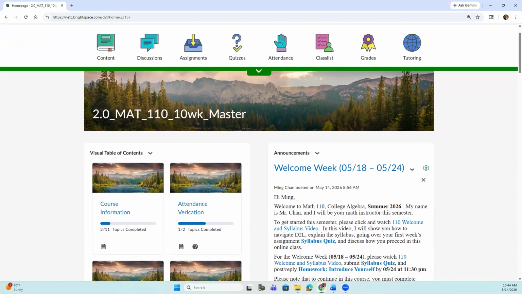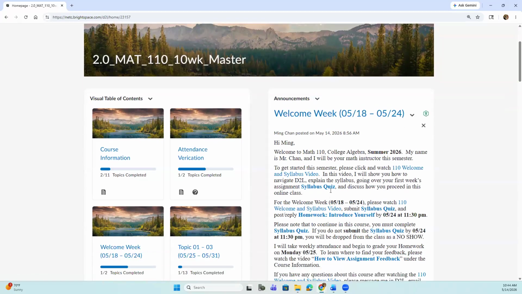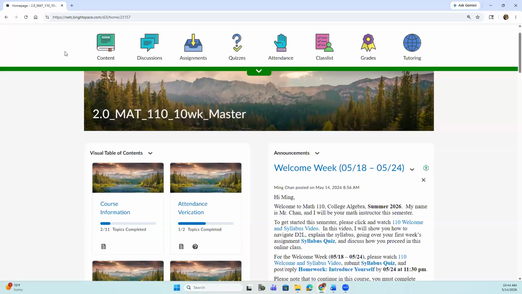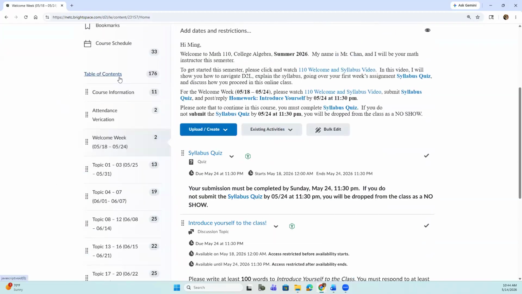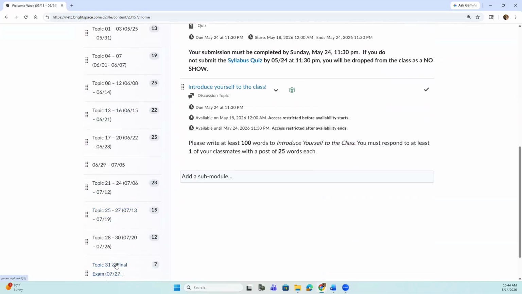So when you first click on our class, this is our homepage. On the homepage, you'll be given an announcement every week telling you what we'll be covering that week and what graded assignments are due. To access our class, you simply click on Content on the top left-hand corner. On the very left column under the table of contents, it displays everything you need for the entire semester.